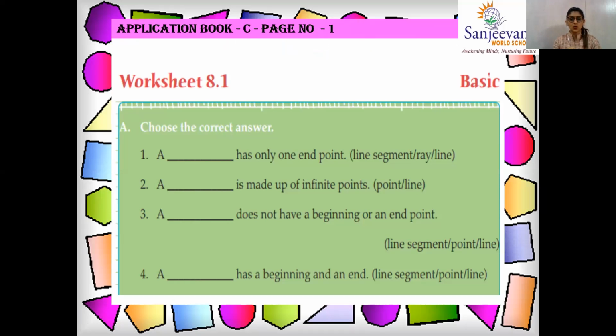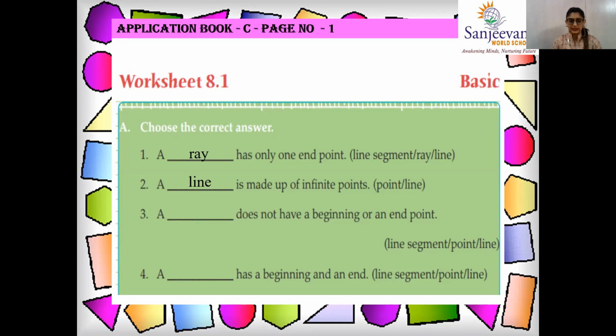A dash has only one end point, and the other side, it is endless. So what is it? It is a ray. Second, fill in the blank. A dash is made up of infinite points. What is made up of infinite points? The option given to us is point or line. So what do you think? Yes, line is made up of infinite points.